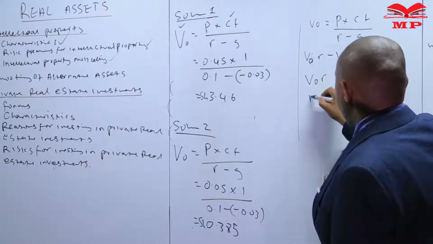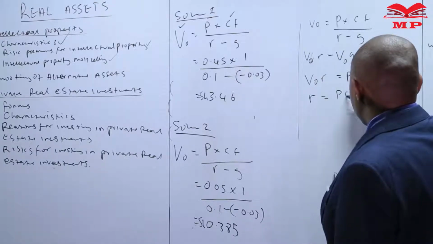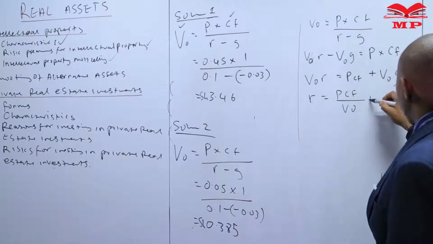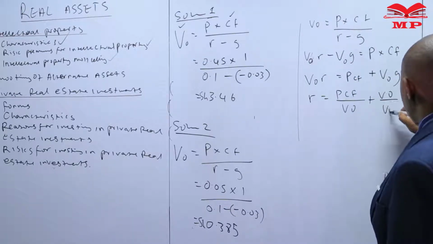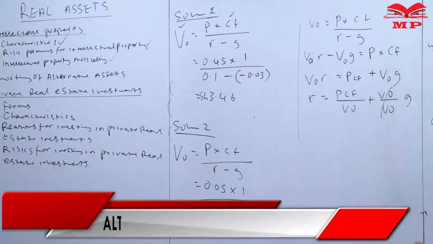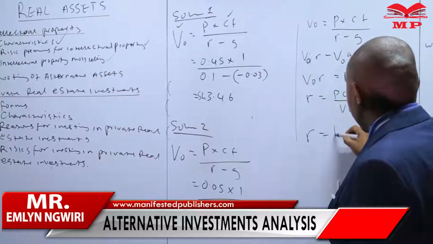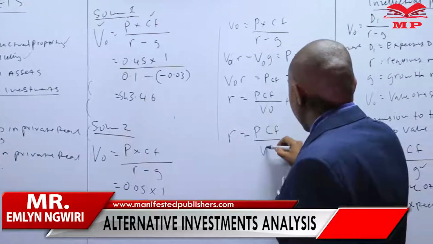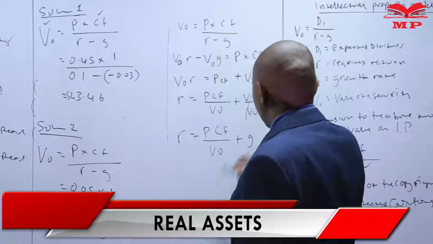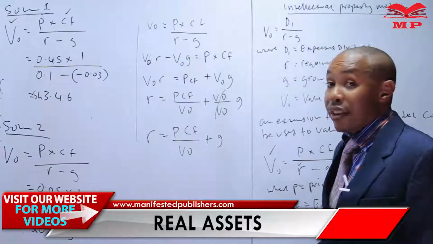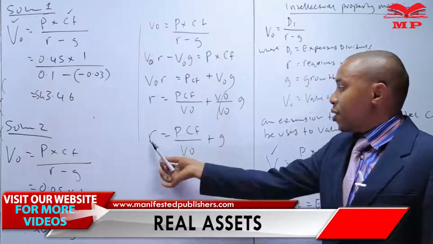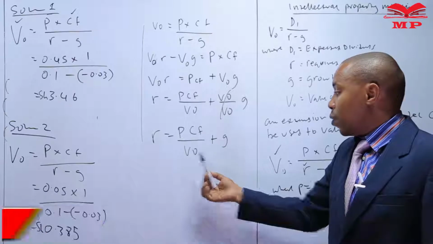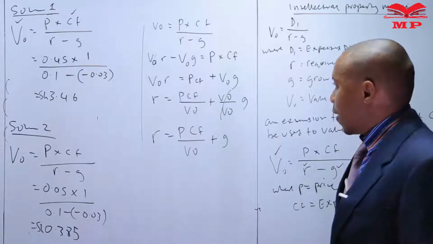So we have R is equal to PCF over V0 plus V0 over V0 G. So that can go like that. We have R given as PCF over V0 plus G. That's what gives us the required return. Here R is the required return, P is the probability of getting positive cash flow, CF is the cash flow, V0 is the value, and G is the growth rate.